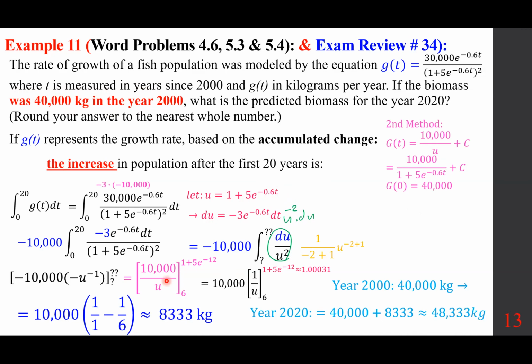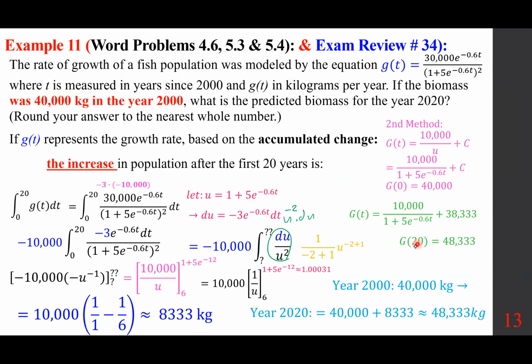So from here, 10,000 divided by u becomes 10,000 divided by 1 plus 5 e to the power minus 0.6t plus C, and G of 0 is 40,000. So you really have to work it out. I'm going to leave it for you to figure out the constant. And the constant ends up being 38,333. Now, you want the population after 20, plug in 20. You want it after 30, plug in 30. So that would be the advantage of that. And so we have the final answer by plugging in number 20, which is given.